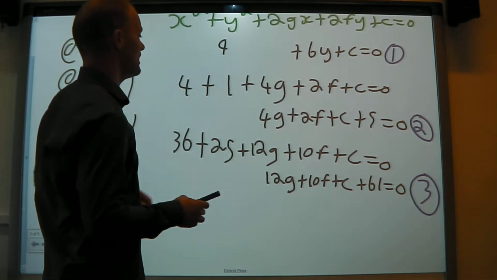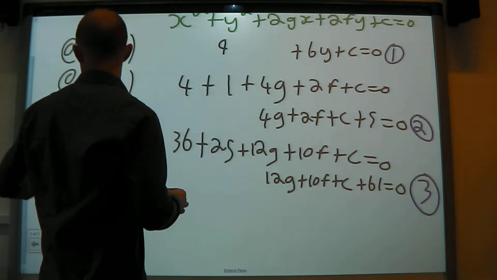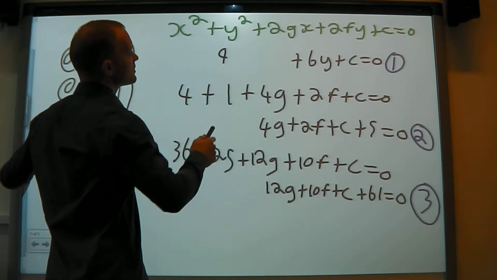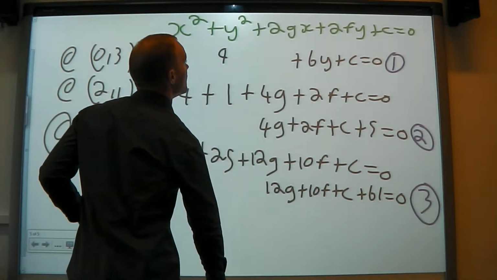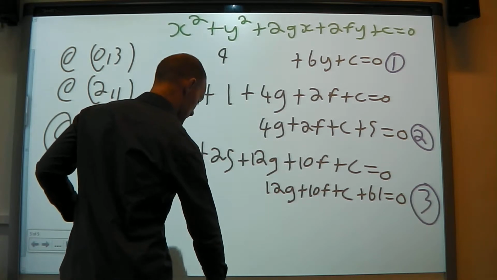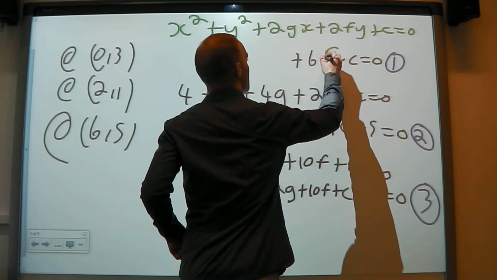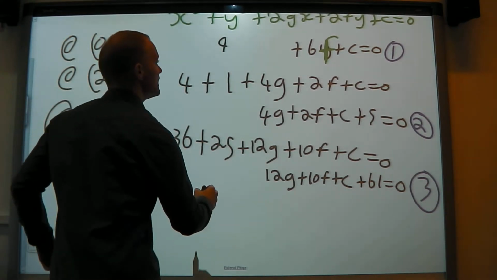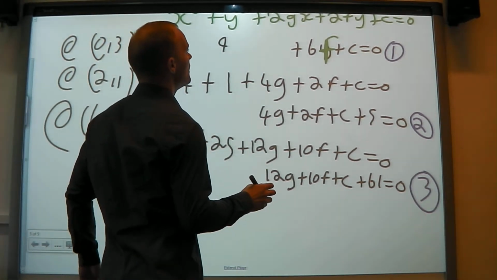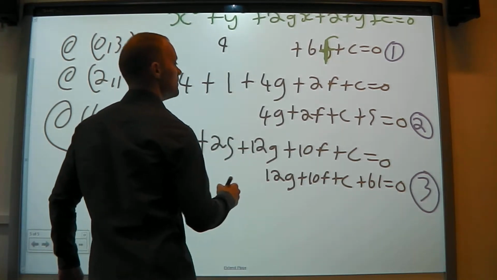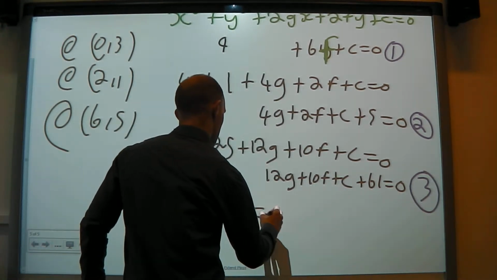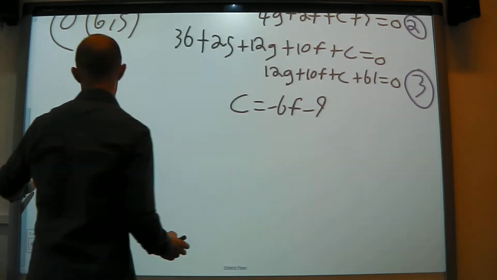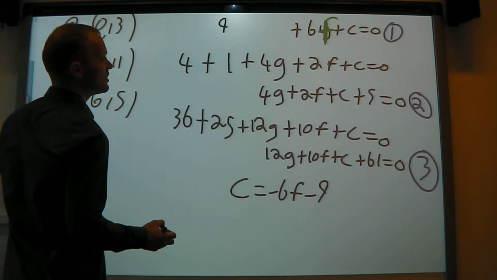So what we have here in equation number 1, we just manipulate that. 9 plus 6f, sorry, that's g and f. So c is equal to negative 6f, subtract 9. So what we want to do here is fill that value in, so we fill it in here in equation number 2.